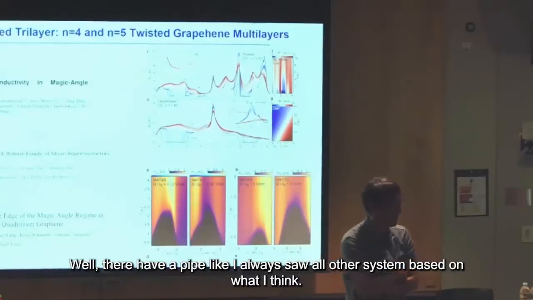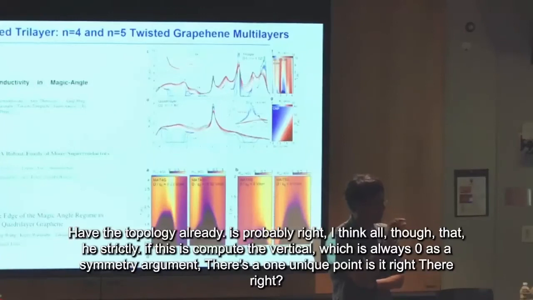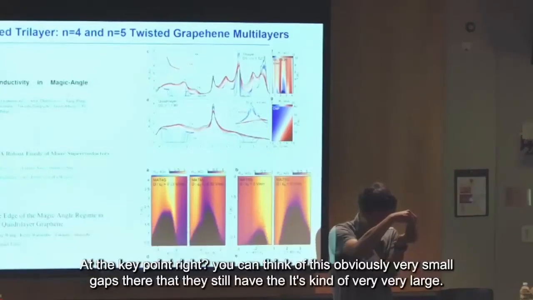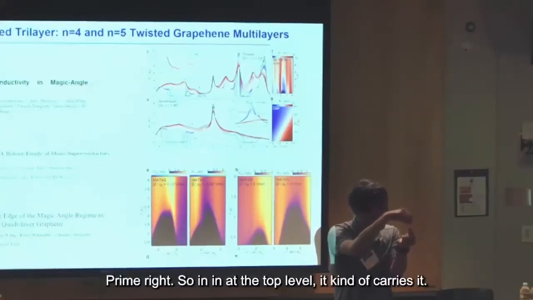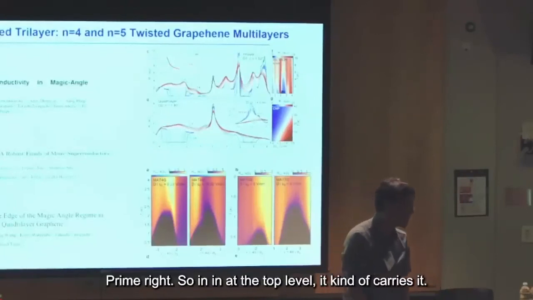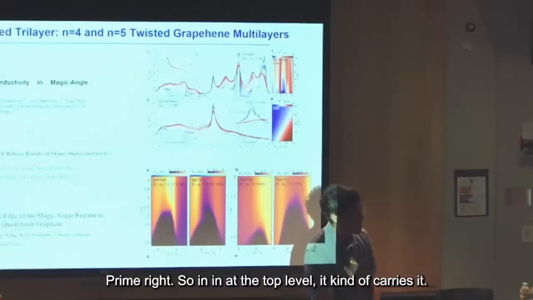That is probably right. Strictly, if you just compute the Berry curvature, it is always 0 by a symmetry argument. There's one unique point right at the K point. You can think about it this way: if I make an arbitrarily small gap there, then you have infinitely large Berry curvature concentrated at K and negative K prime, right? So in some sense it is topological. It carries the seed of the topology in there, right? But right at the K point.